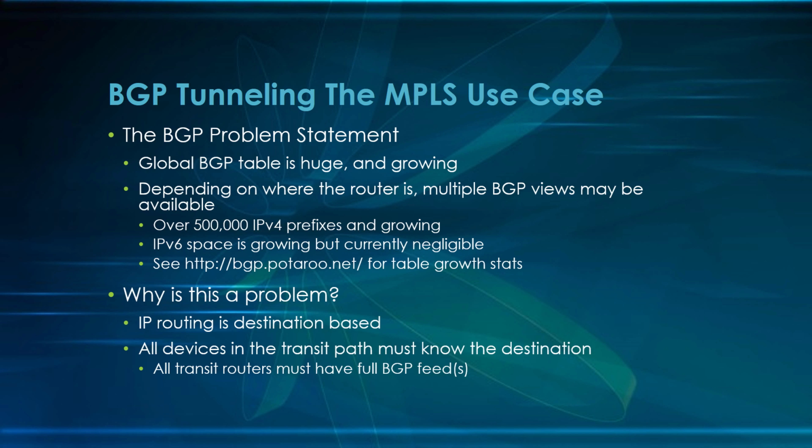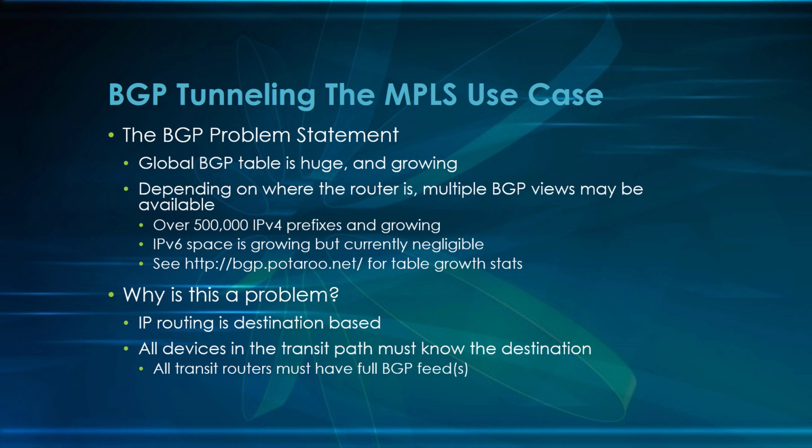Well, in this particular case here, BGP is still leveraged inside of the MPLS VPN core, and it's needed to be. This is what propagates VPN routes between the provider edge routers. And the ultimate problem we have is IP routing is destination based. So all devices in the transit path must know the destination. And all transit routers must have full BGP feeds. Now, feeds meaning visibility. Not necessarily you must have 400 peers for every particular route.